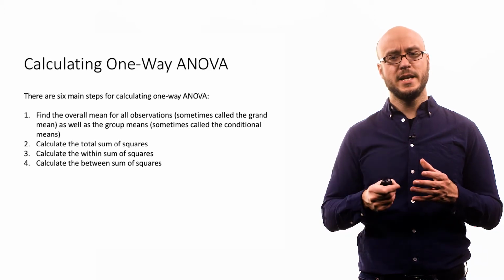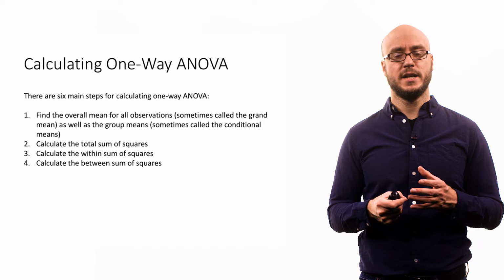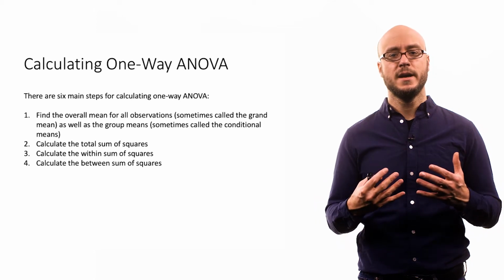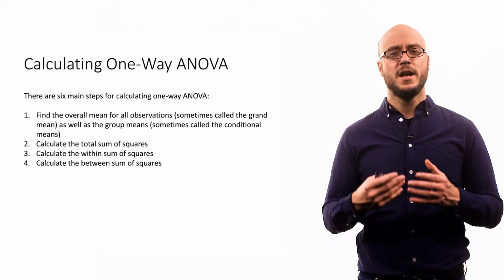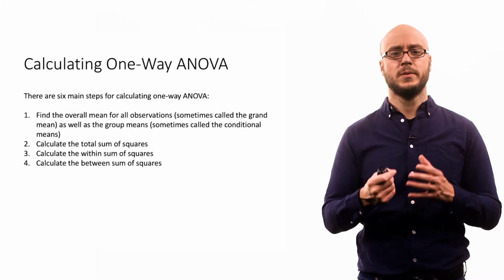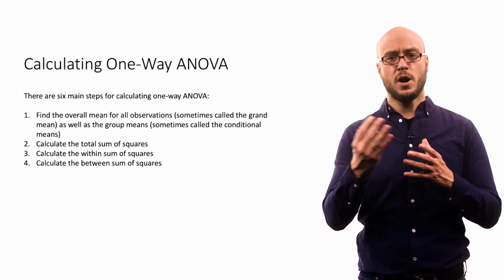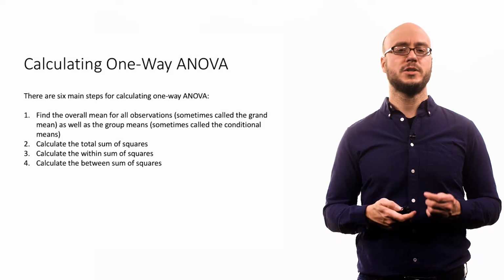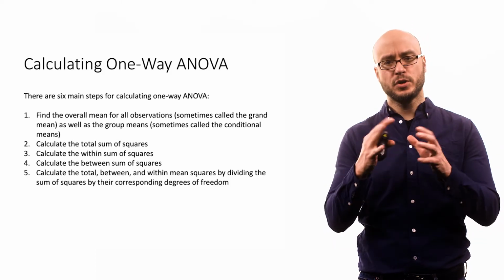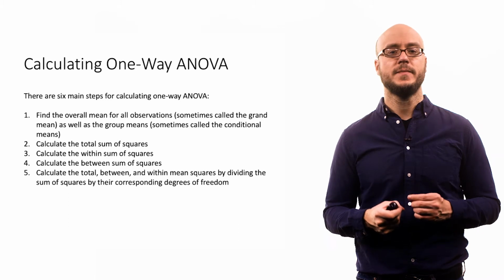So we have these 3 different measures of variability in our data set. The total variability, that's the total sum of squares. The variability within each group, which we call the within sum of squares. And then the variability across or between groups, which we call the between sum of squares. That's partitioning the variability in our data.